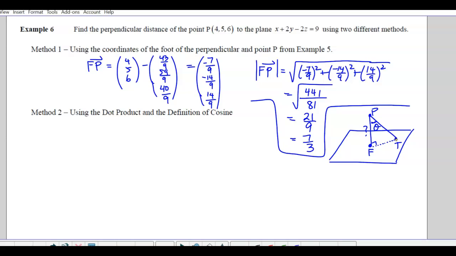But we need to know what theta is. How are we going to get that? Because we don't know this vector yet. We have to pretend that we didn't figure out what F is. So that's where the dot product comes in to help us.